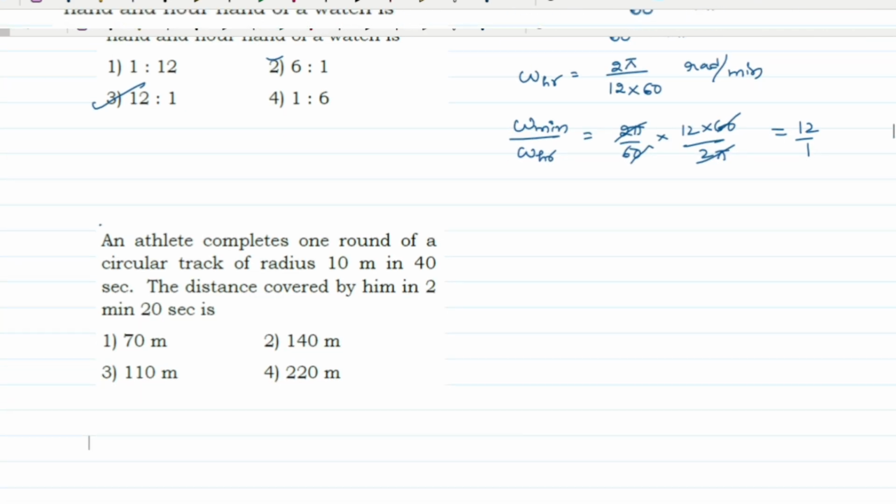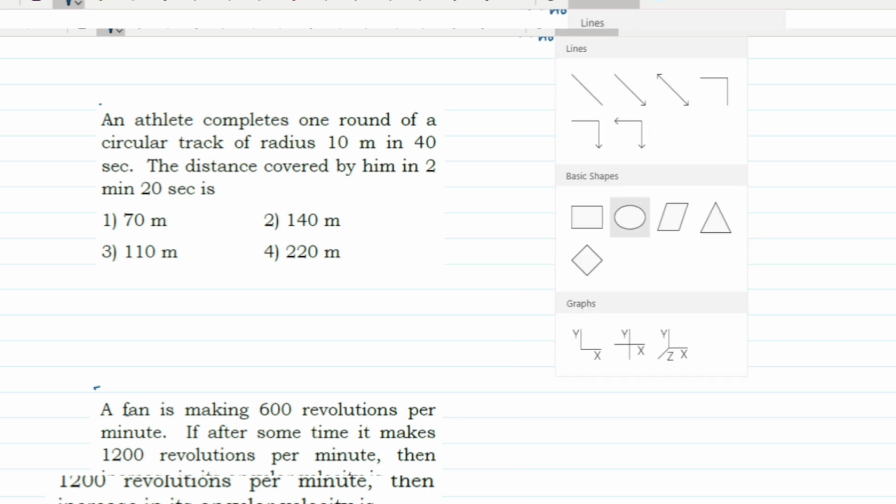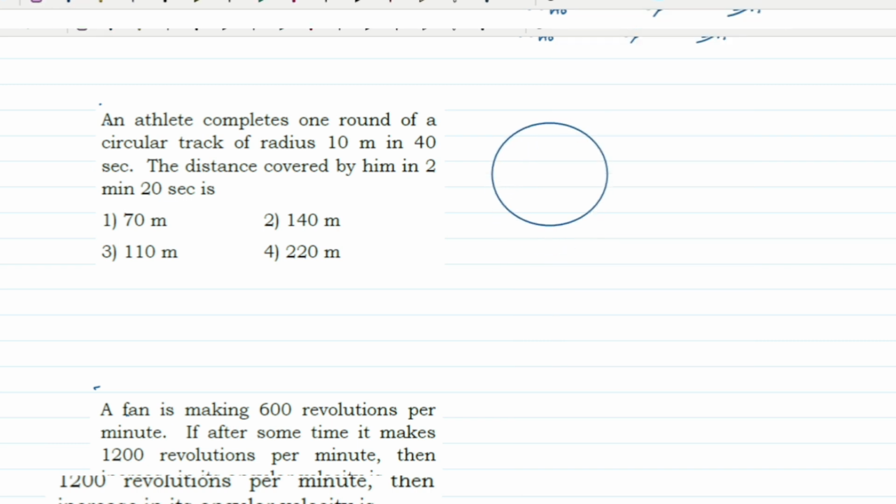The next question says: an athlete completes one round of a circular track of radius 10 meter in 40 seconds. Now they are asking the distance covered by him in 2 minutes 20 seconds. So a circular track is given with radius 10 meter, and he completes one round in 40 seconds. Here the time period is given as 40 seconds.